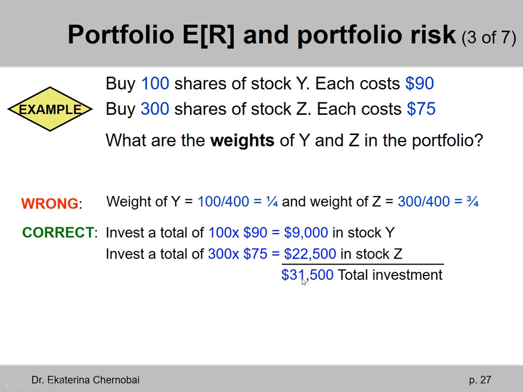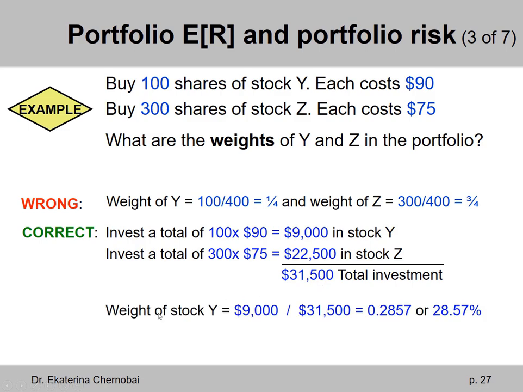And only then can we calculate the weights of Y and Z in the portfolio. The way we do that, we calculate the relative proportions or percentages of stock Y and stock Z investments out of the total. So the weight of stock Y is the $9,000 invested into stock Y shares divided by our total investment, $31,500, which gives 0.2857, which is the same thing as 28.57%.